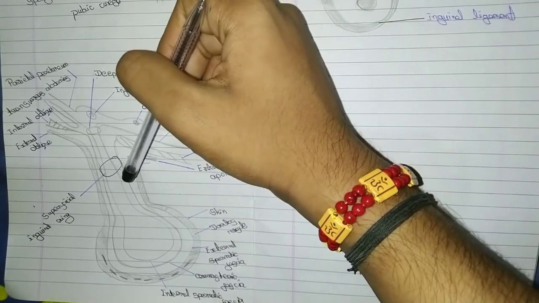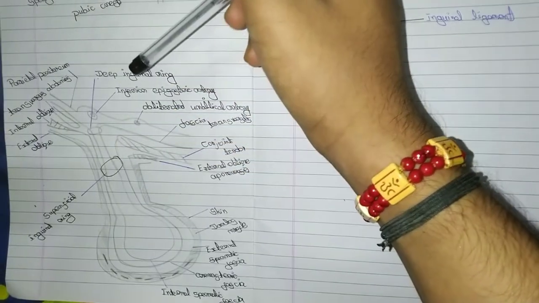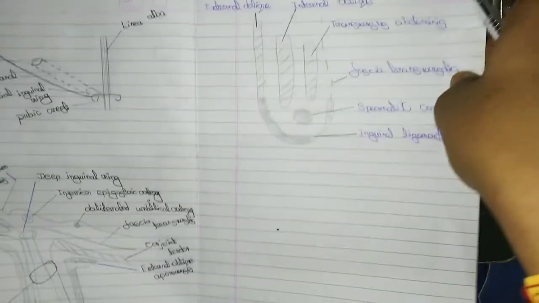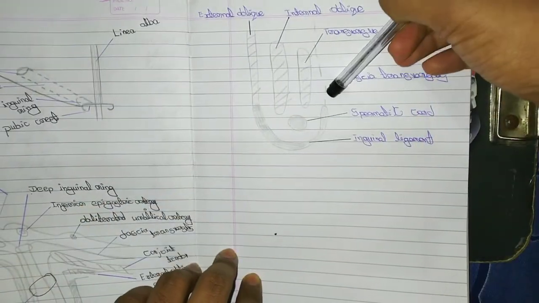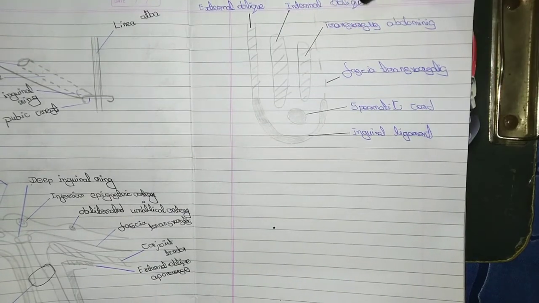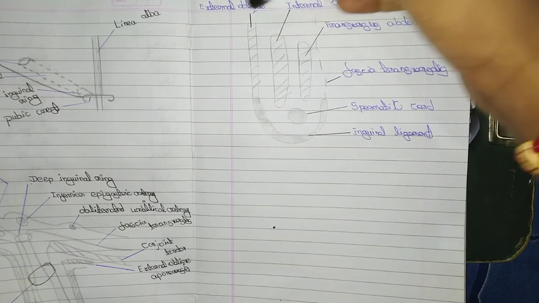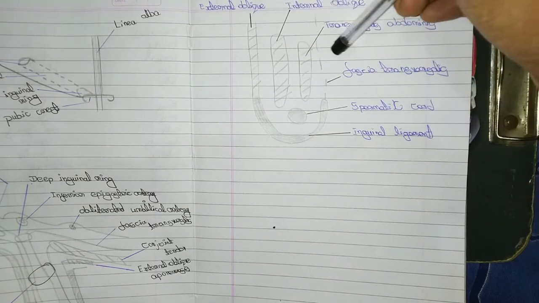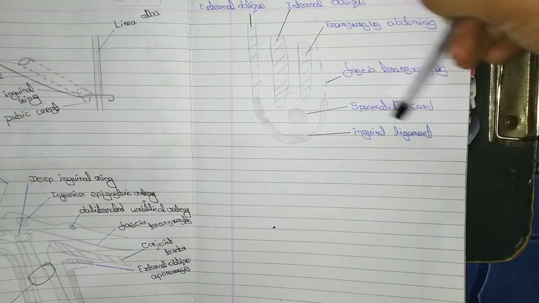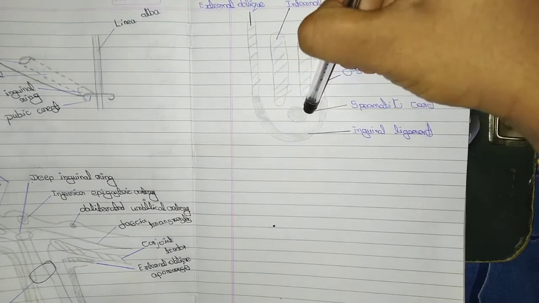Roof is formed by lower arched fibers of internal oblique and transverse abdominis muscle. Floor is formed by the inguinal ligament, and spermatic cord is a content of inguinal canal.